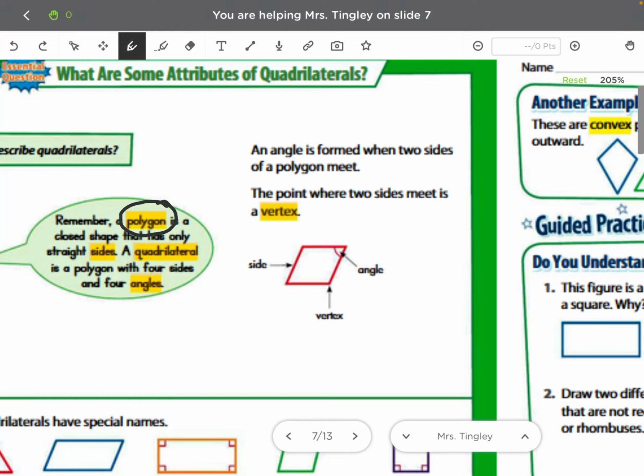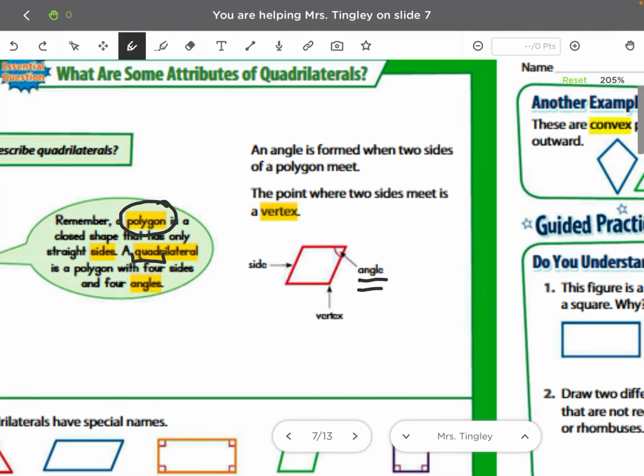And they are a type of polygon. Say polygon. Polygons are any shape that has straight sides. Quadrilaterals have four sides. I want you to think of the word quad. Quad means four. So quadrilateral means four sides.